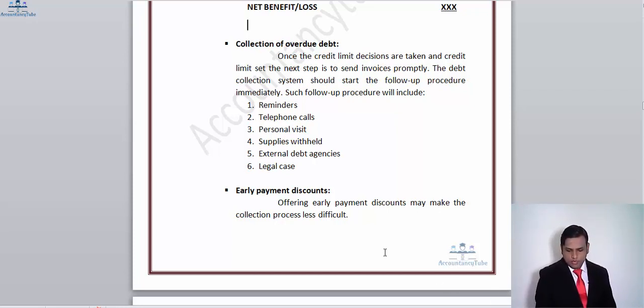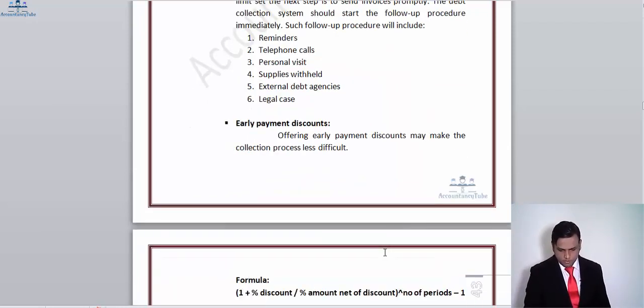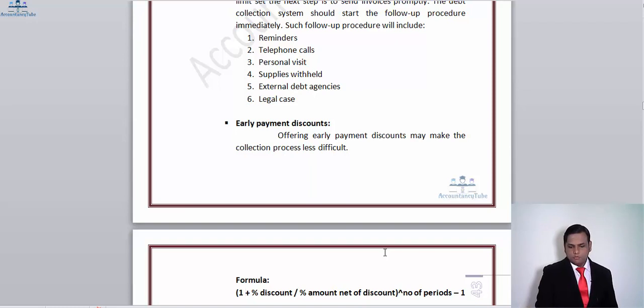Now, contrary to this, what we can do is give an early payment discount to our customers. In this way, the bad debt risk starts to reduce. This is a great strategy, but again, like with everything else, the benefit of giving the extra discount needs to be justified by the cost associated with it. Moving on to that area, early payment discounts.